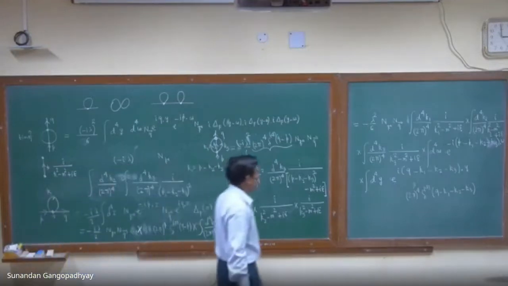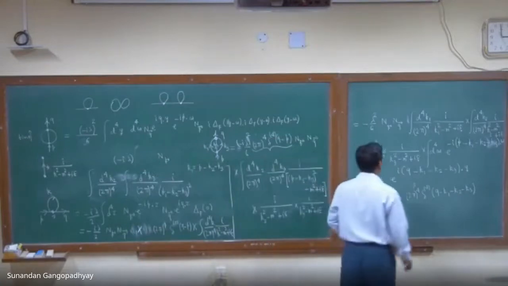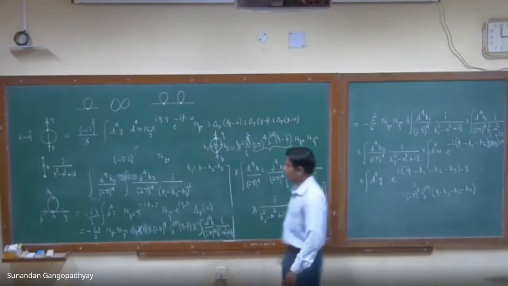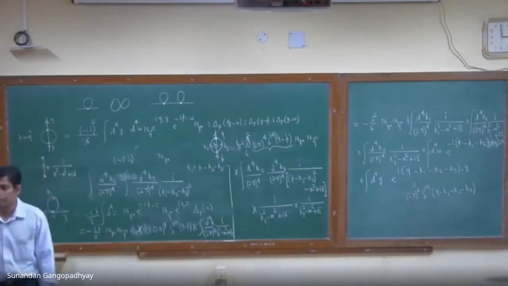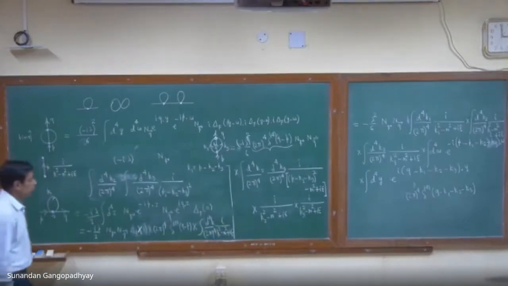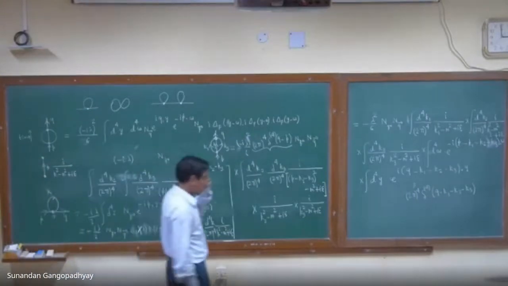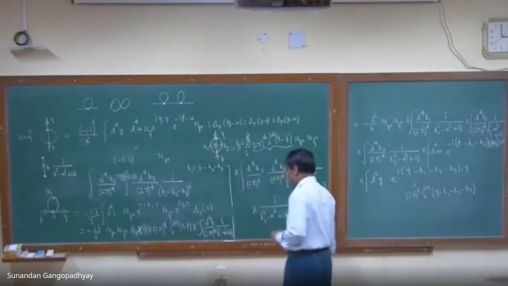So I hope the Feynman rules for the phi^4 theory, for this theory, are clear, both in position space as well as in momentum space. So you can ask questions. If you have any doubts at this point, you may ask me.